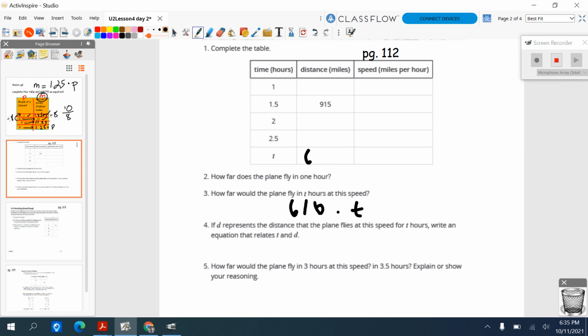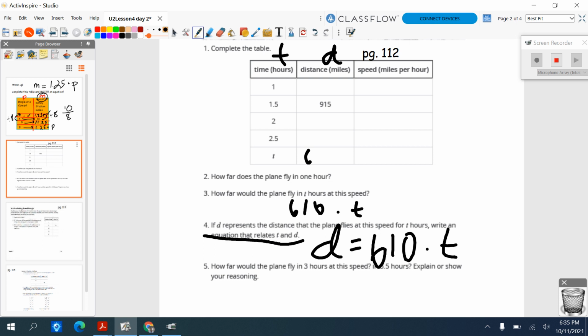If d represents the distance the plane flies for t hours, so they're saying this is d, the distance, t is the amount of hours, write an equation that relates d and t. So that's what we've been doing. That's what we did on the first problem, the warm-up. So to find the distance, you would do 610 times t. That's all it is. That's the equation.